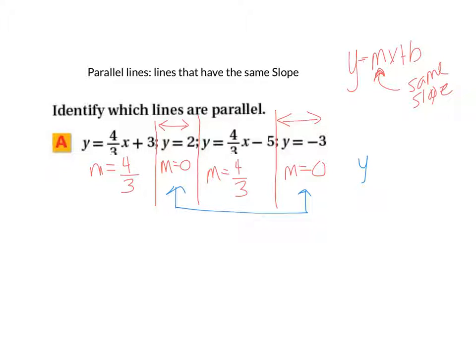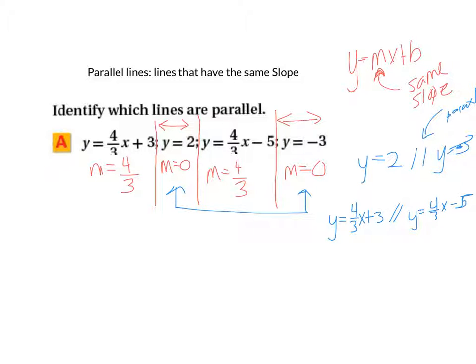So y equals 2 is parallel to y equals -3. This symbol that I made right here is parallel. And y equals 4/3 x plus 3 is parallel to y equals 4/3 x minus 5, again, because they have the same slope.